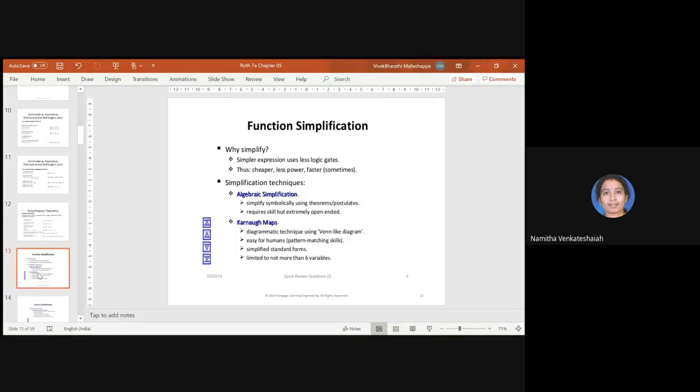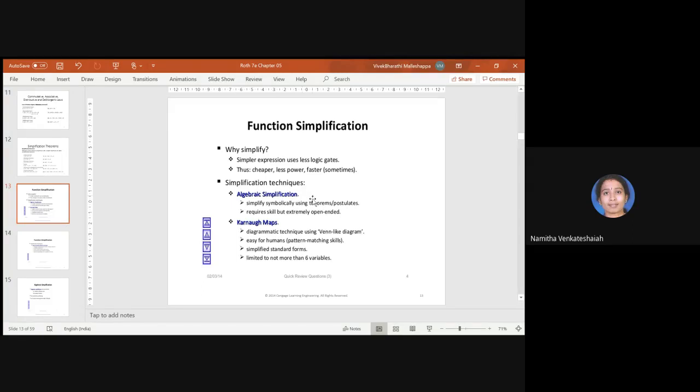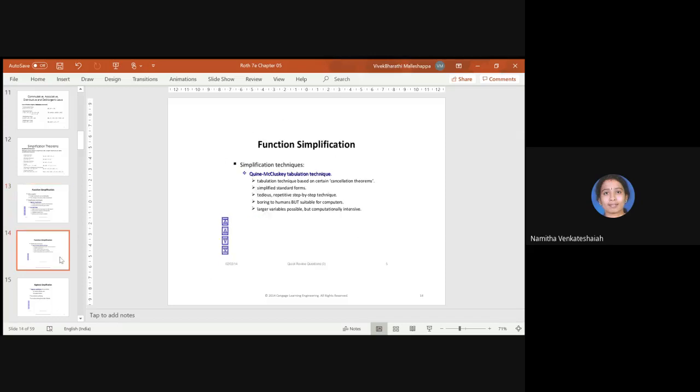For minimization or for simplification, algebraic simplification is there. That is one way. Write down, students. For simplification or for minimizing the digital equation, three ways are there. One is algebraic simplification. Second one is Karnaugh maps. Third one is Quine-McCluskey tabulation technique. Okay. The first method is algebraic simplification. Second method is Karnaugh maps. And the third method is Quine-McCluskey tabulation technique.